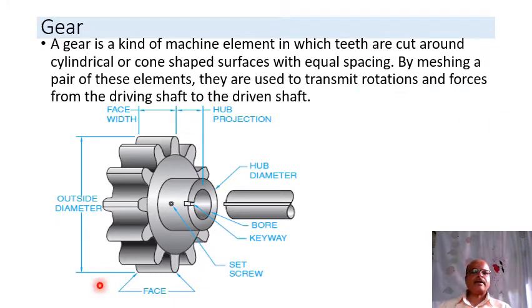So we'll define first gear. So what is gear? A gear is a kind of machine element in which teeth are cut around a cylindrical or cone shaped surfaces with equal spacing. So these are the teeth. Teeth are cut around cylindrical or cone-shaped surfaces with equal spacing. Spacing between them is equal.